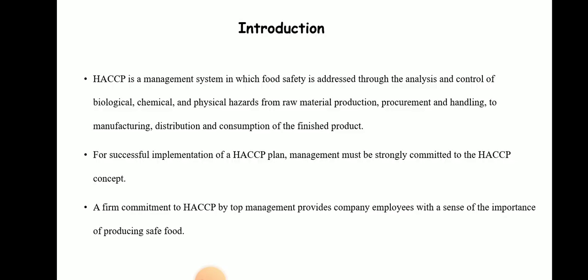Coming to the introduction, HACCP is a management system in which food safety is addressed through the analysis and control of biological, chemical, and physical hazards from raw material production, procurement, and handling to manufacturing, distribution, and consumption of the finished product. For successful implementation of a HACCP plan, the management should be strongly committed to the HACCP concept. Also, a firm commitment to HACCP by the top management provides company employees with a sense of the importance of producing safe food.